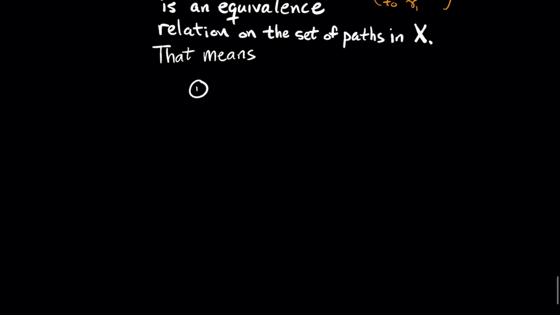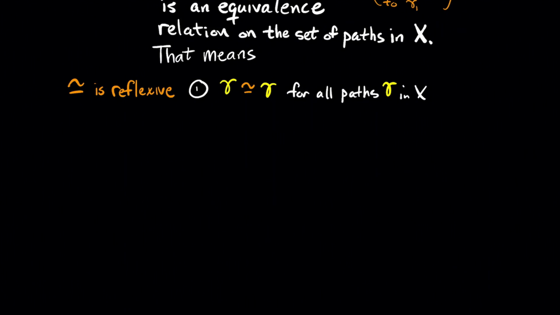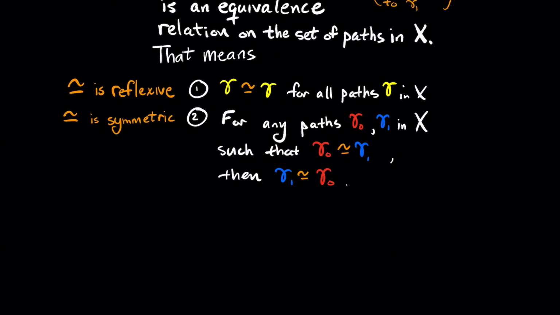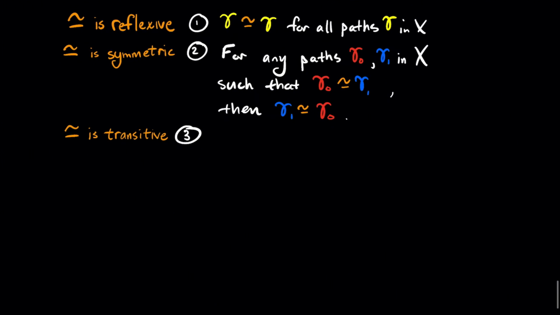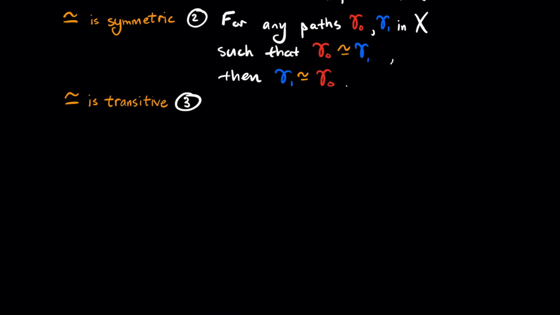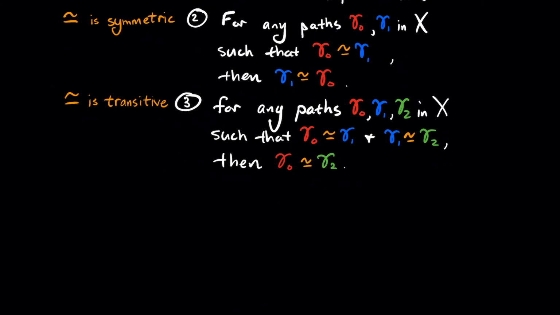And so that means, 1, it should be reflexive. So gamma should be homotopic to itself for any path in X. Number 2, it should be symmetric. So for any paths gamma naught and gamma 1, such that gamma naught is homotopic to gamma 1, then gamma 1 should be homotopic to gamma naught. And number 3, this homotopy should be transitive. And so for any paths gamma naught, gamma 1, gamma 2, such that gamma naught is homotopic to gamma 1, and gamma 1 is homotopic to gamma 2, then gamma naught should be homotopic to gamma 2.